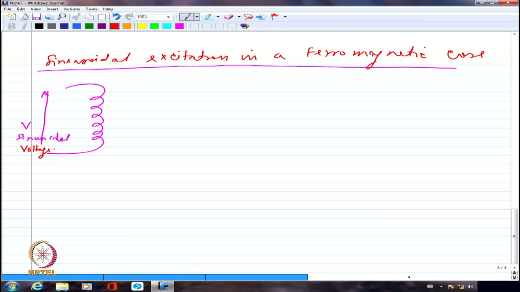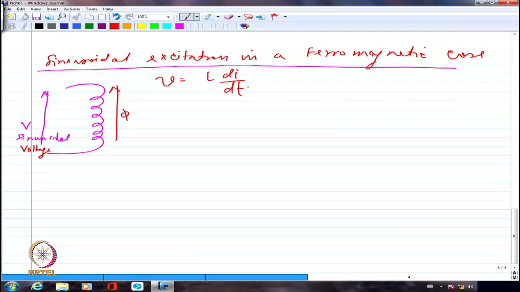Now definitely there will be a flux that will be set up, in one direction or the other, and that is going to cause a rate of change of flux because I am having an alternating voltage. The current will be an alternating current, the flux will be an alternating flux, and I will have an induced EMF. So this induced EMF should balance the applied voltage, if I neglect the resistance. So I am going to have essentially V equal to L di by dt.